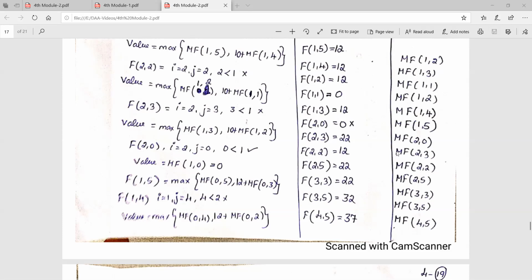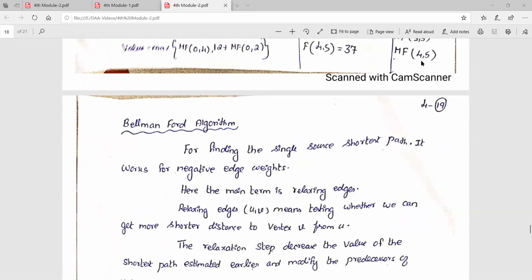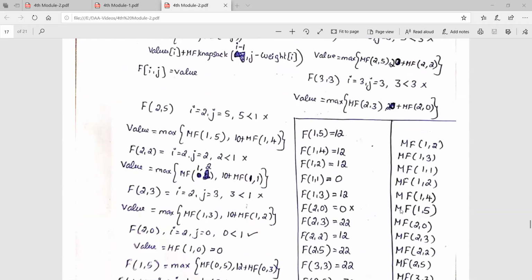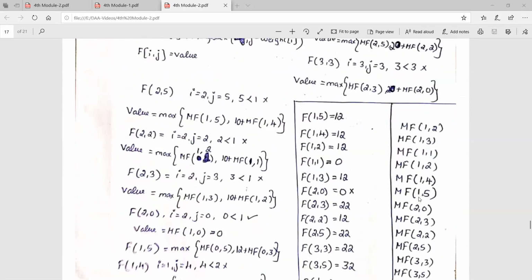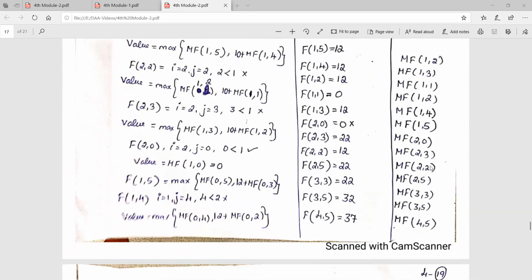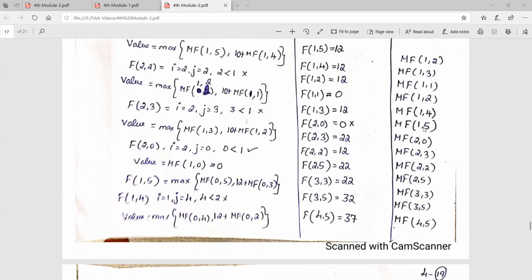Okay. So now you see here, first we are identifying 4 comma 5. So I have taken 4 comma 5. Then 3 comma 5, 3 comma 3. After that 2 comma 5, 2 comma 2. Then 2 comma 3, 2 comma 0. Then 1 comma 5, 1 comma 4. Then 1 comma 2, 1 comma 1. And 1 comma 3 and 1 comma 2. Okay. So after that we are getting the value, we are taking from the table.